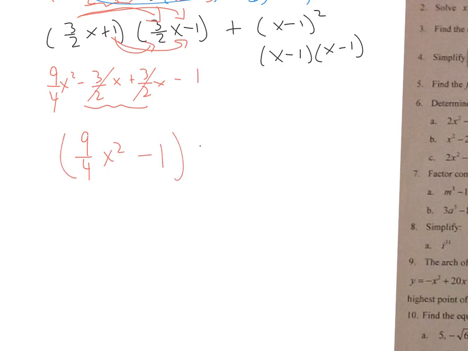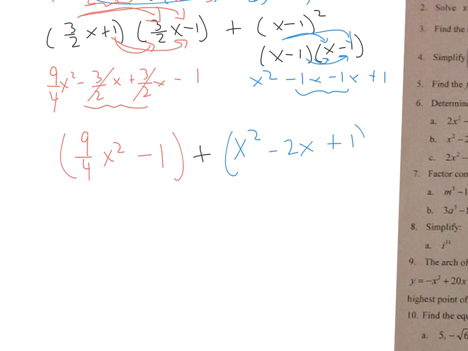All right, let's work on the other side over here. I'm going to double distribute. X times x is x squared. X times -1 is -1x. -1 times x is -1x, and -1 times -1 is positive 1. Combine like terms, I get x squared minus 2x plus 1. Now, since I'm adding, all I have to do right now is combine like terms.